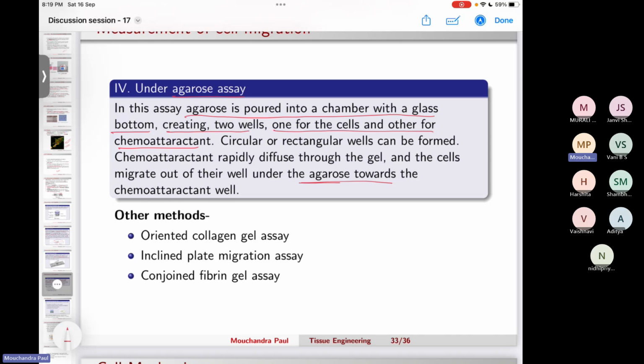I have not seen this kind of geometry, but what I assume is there will be some well like this, some well like this, and in between there will be agarose.